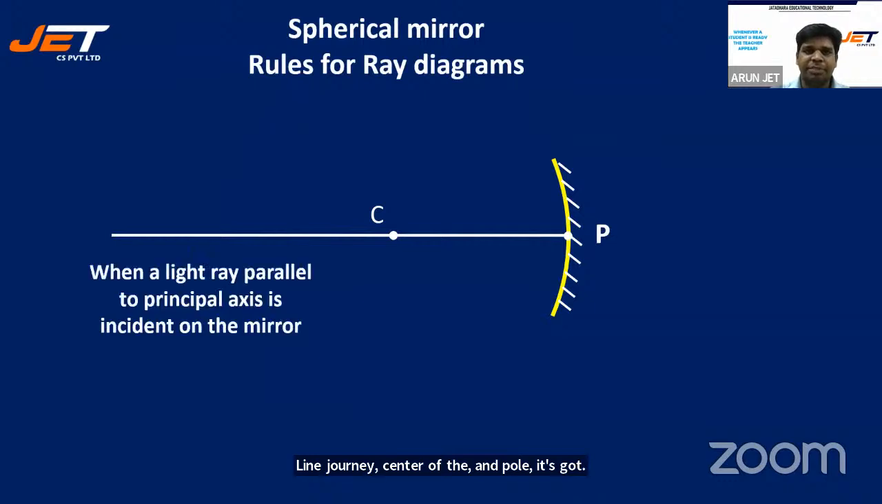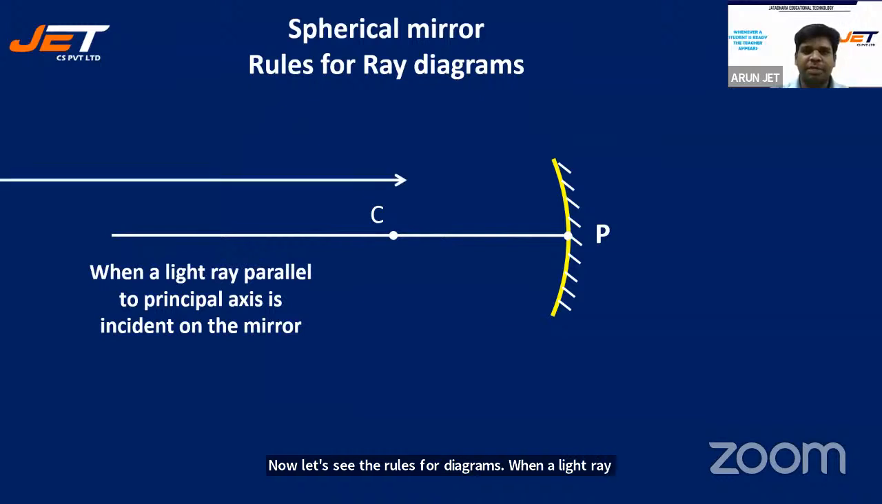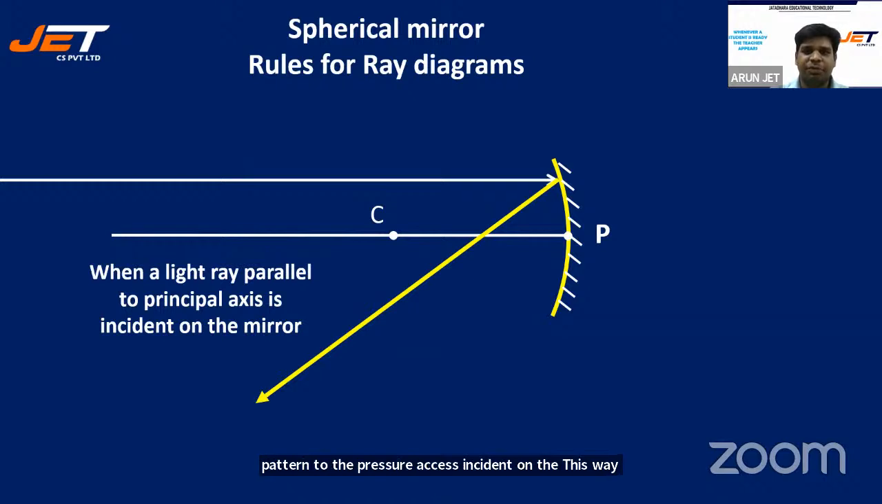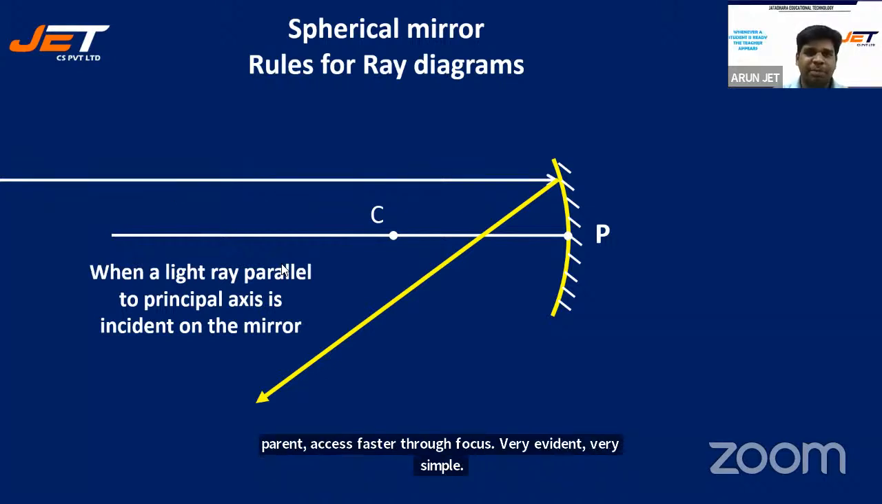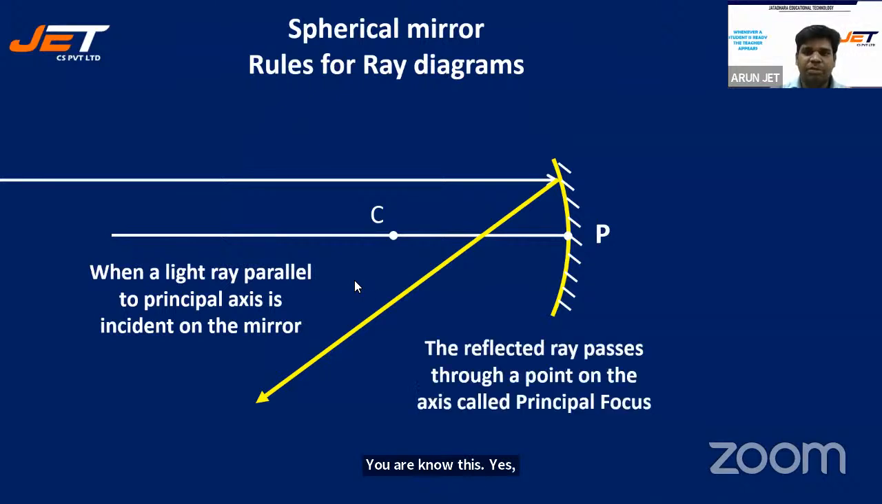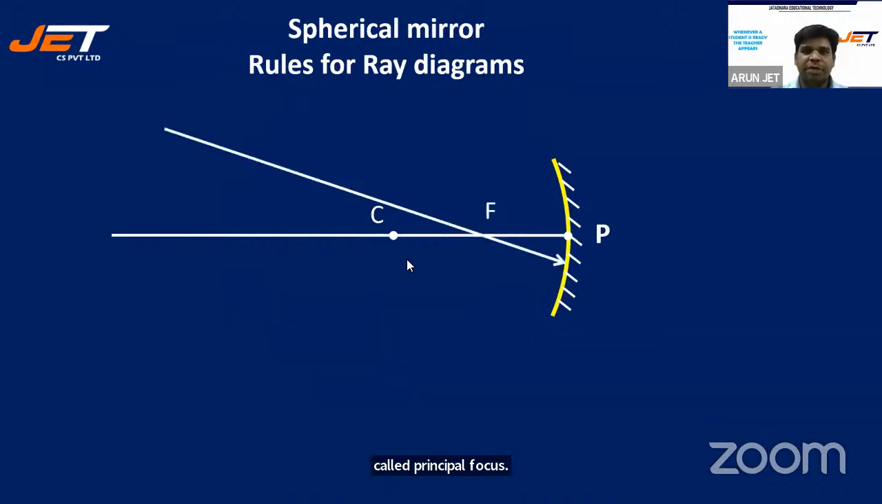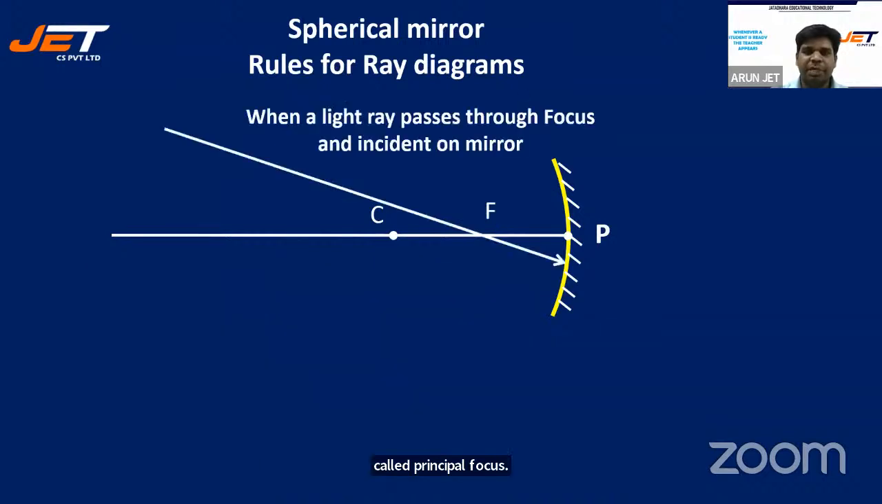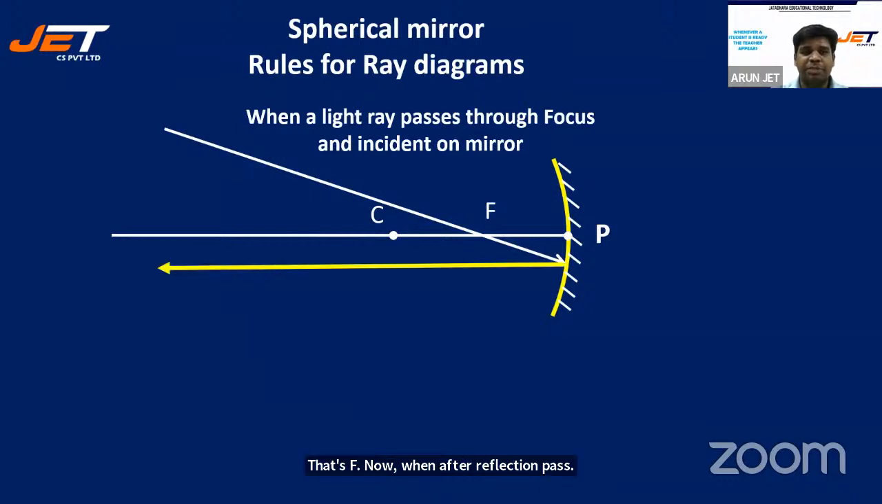Now let's see the rules for ray diagrams. When a light ray parallel to the principal axis is incident on the mirror this way, it gets reflected and passes through focus. Ray parallel to principal axis passes through focus. Very evident, very simple. Yes, Bhavana, that's right, focus. The reflected ray passes through a point on the axis called principal focus. That's F. Now, ray passing through F will, after reflection, pass parallel to the principal axis.